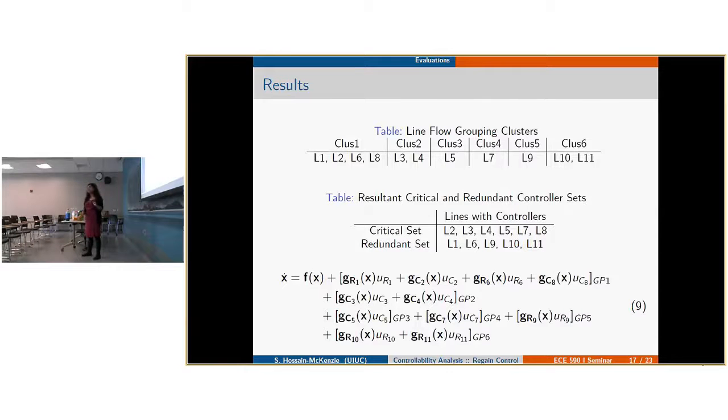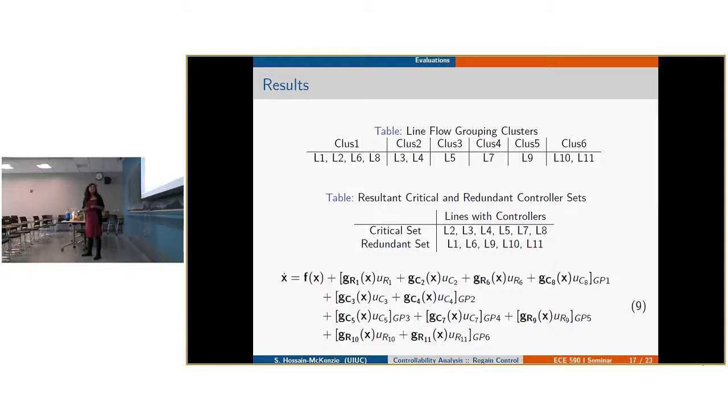We have 6 clusters of different transmission lines, shown as L1 through L11. And then we have the resultant critical and redundant controller sets, where our critical controllers are the controllers on lines 2, 3, 4, 5, 7, and 8. I didn't mention that we assumed there was a controller on every line in the system, but that's just for simplicity, and you can change that. However many lines you're controlling, it just depends on how you construct the sensitivity matrix.